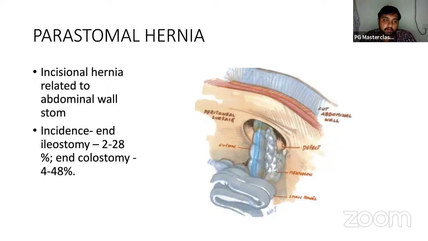Peristomal hernia is defined as an incisional hernia related to the abdominal wall stoma. Incidence in end ileostomy is 2 to 28%, and in end colostomy, it is 4 to 48%. Here, the fascial defect is shown through which the colon is going, and through this defect, the peritoneum and the bowel loop sometimes enter into the subcutaneous space or intermuscular plane.